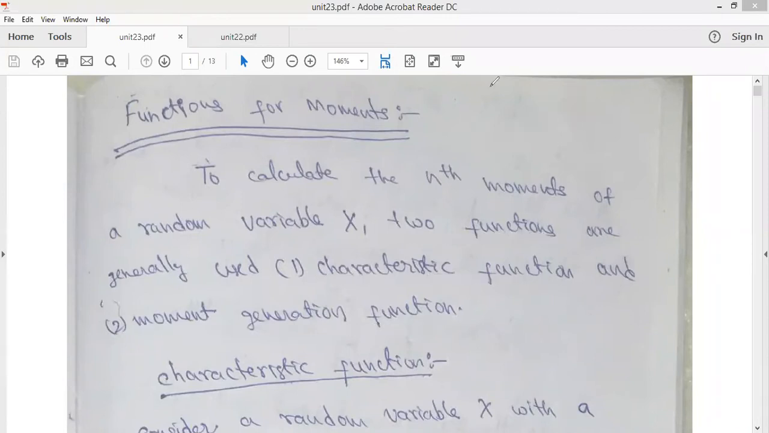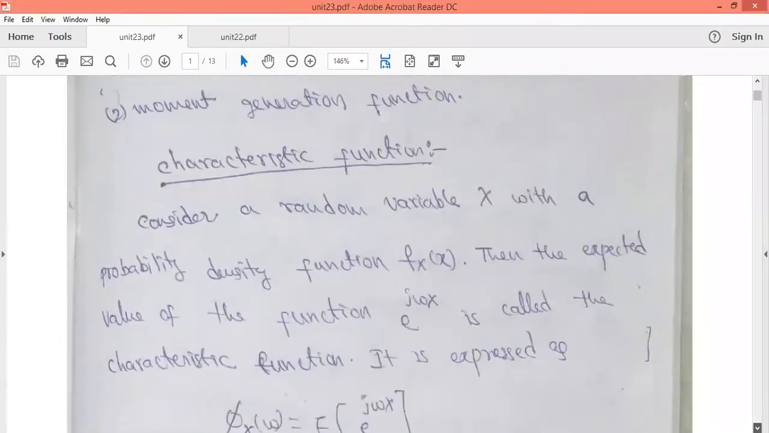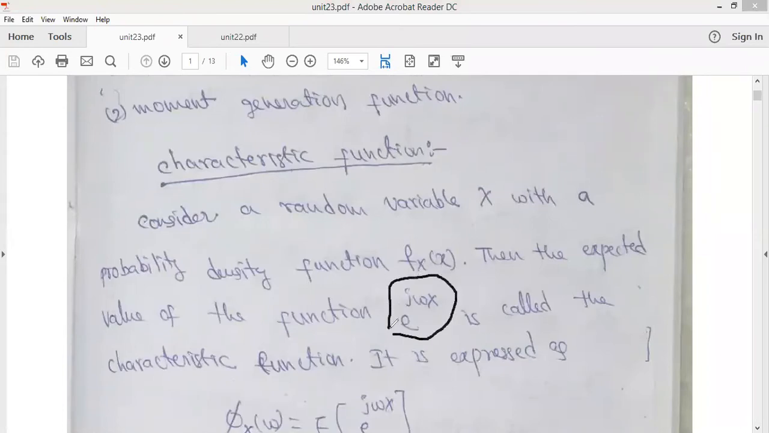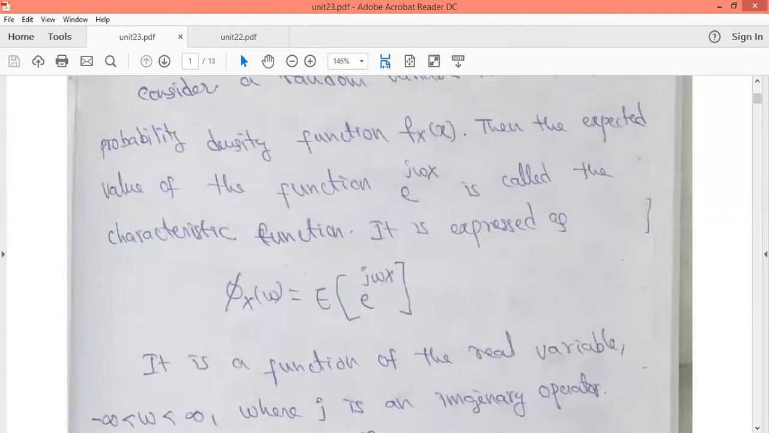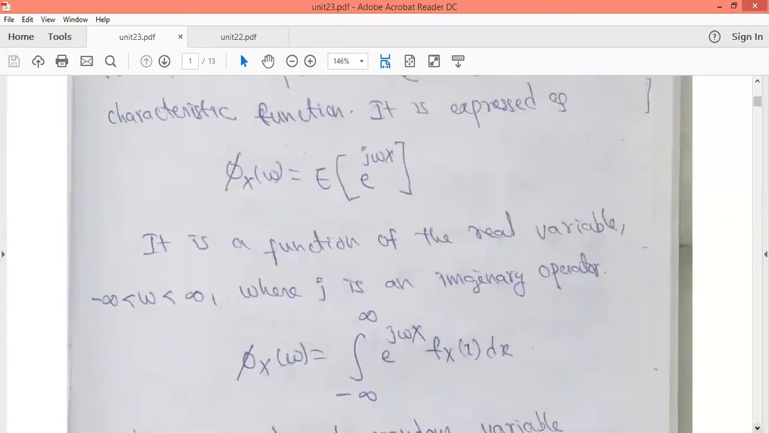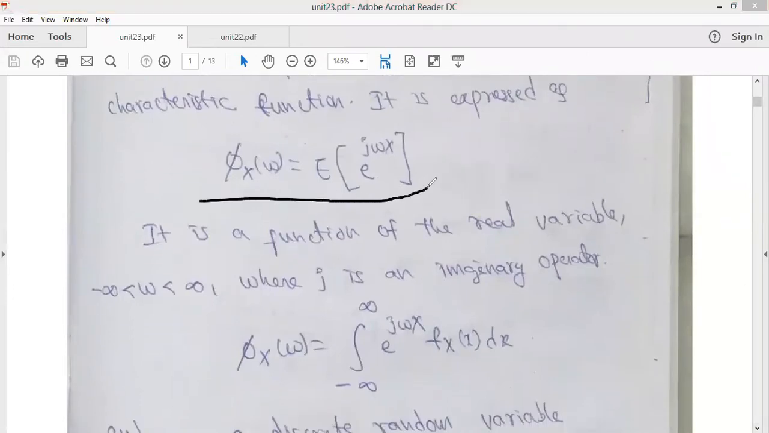The characteristic equation is nothing but we define a function like this, e power j omega x. The expected value of e power j omega x is the characteristic function. Here we are considering a random variable x with a probability density function fx of x. So e power j omega x is a function, and the expected value of e power j omega x is called the characteristic equation. It is denoted as phi x of omega is equal to expectation of e power j omega x.